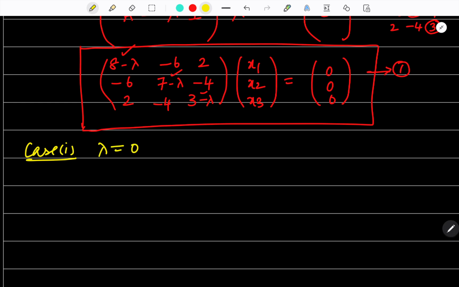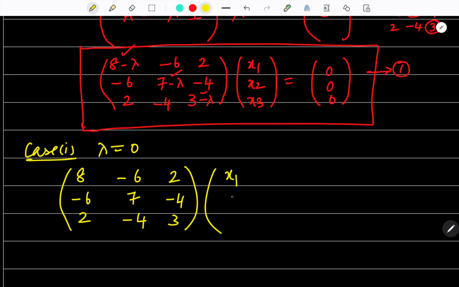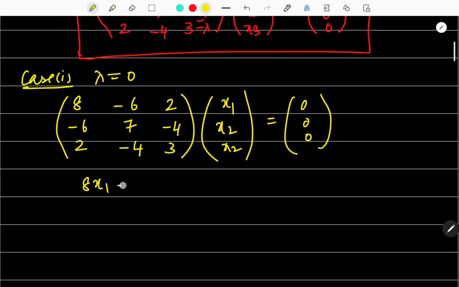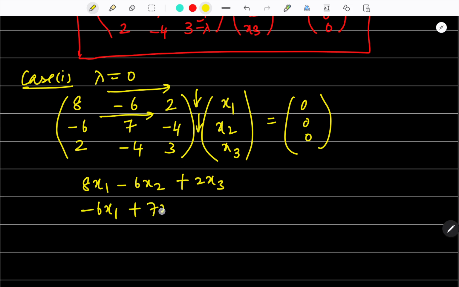Lambda is equal to 0. If I take lambda is equal to 0, we have 8, minus 6, 2, and then minus 6, 7, minus 4, and then 2, minus 4, and 3, operating on x1 x2 x3, which is equal to 0 0 0. Try to write two equations. Most probably you will get a non-zero vector. Right, 8x1 minus 6x2 plus 2x3. Then minus 6x1 plus 7x2 minus 4x3 is equal to 0, right?